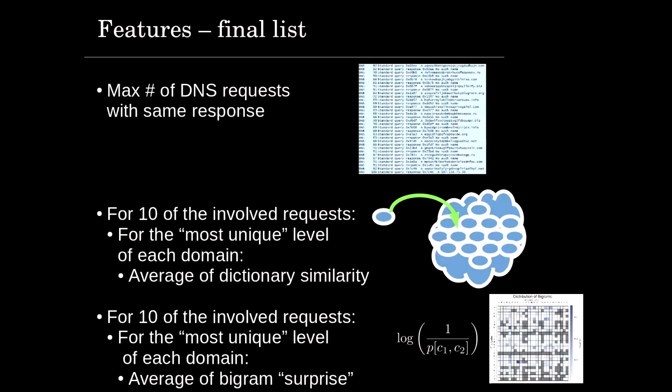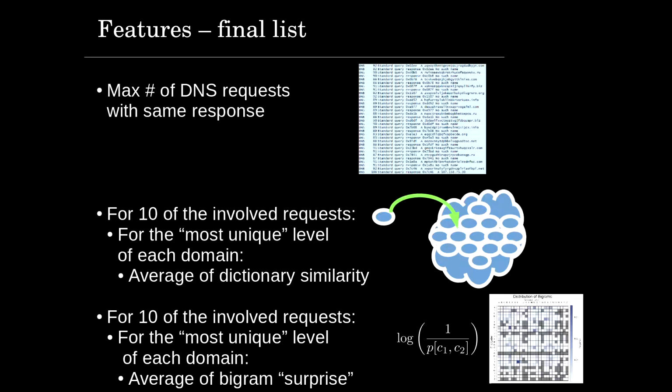So let's recap the 3 features that we decided to extract from pickups to see how close this pickup is to being DGA generated traffic. There's the max number of DNS requests that got the same response, whether that's an IP address or an NX domain. For 10 of the involved requests, we calculated this feature that I just spent 20 minutes explaining, of how close this domain is to a concatenation of words from the dictionary. Again, this was computed for 10 of the involved requests, just to improve performance. I think that's enough.